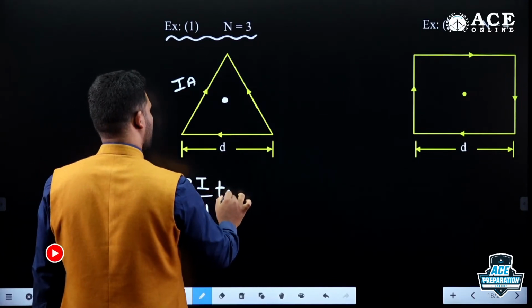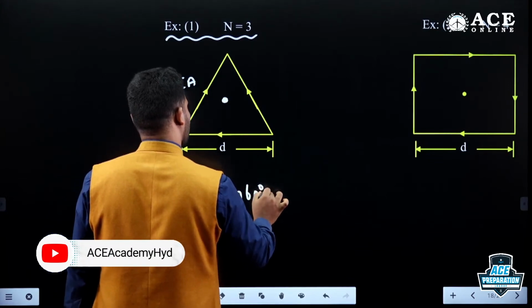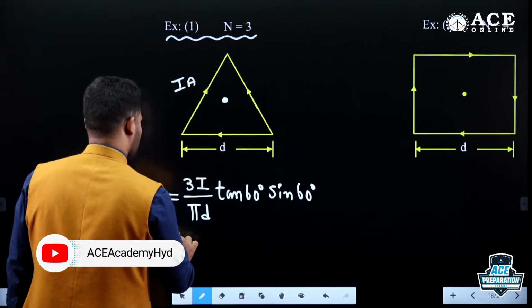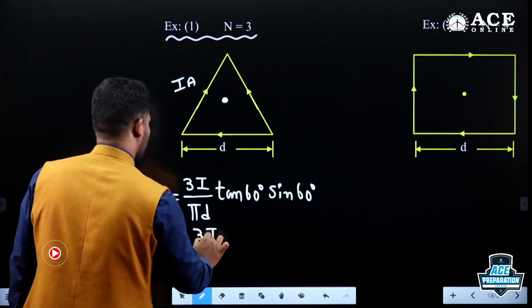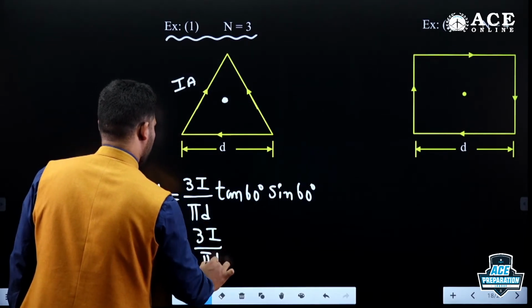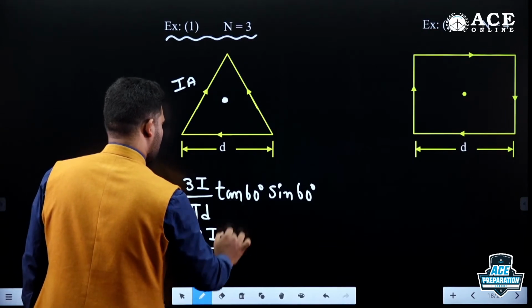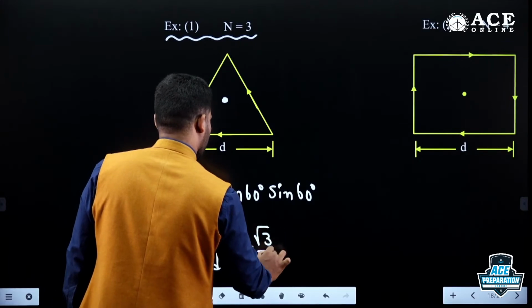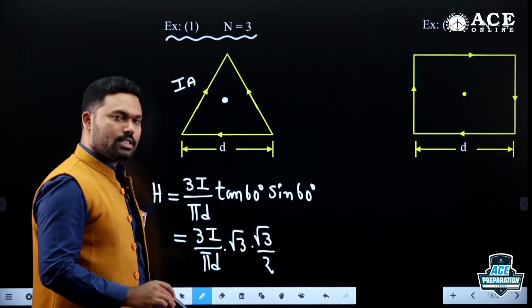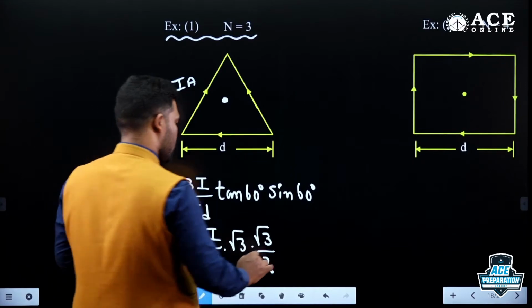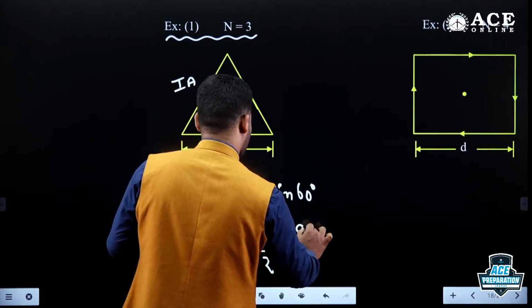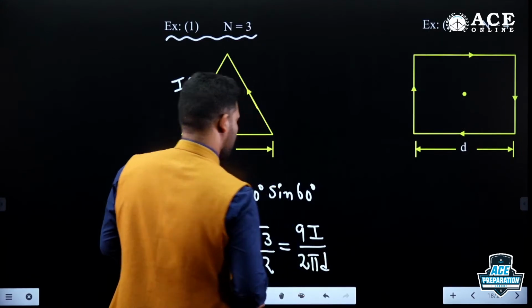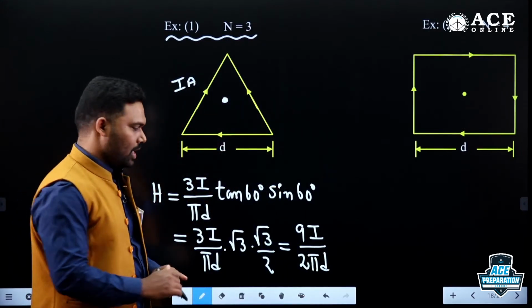What is tan 180 by 3? Tan 60 into sine 180 by 3, sine 60. So which is equal to 3 into I by pi d, tan 60 is root 3, into sine 60 which is root 3 by 2. So root 3 into root 3 is 3, there is one more 3, that is 9. So which is equal to 9I by 2 pi d. Okay, fine.